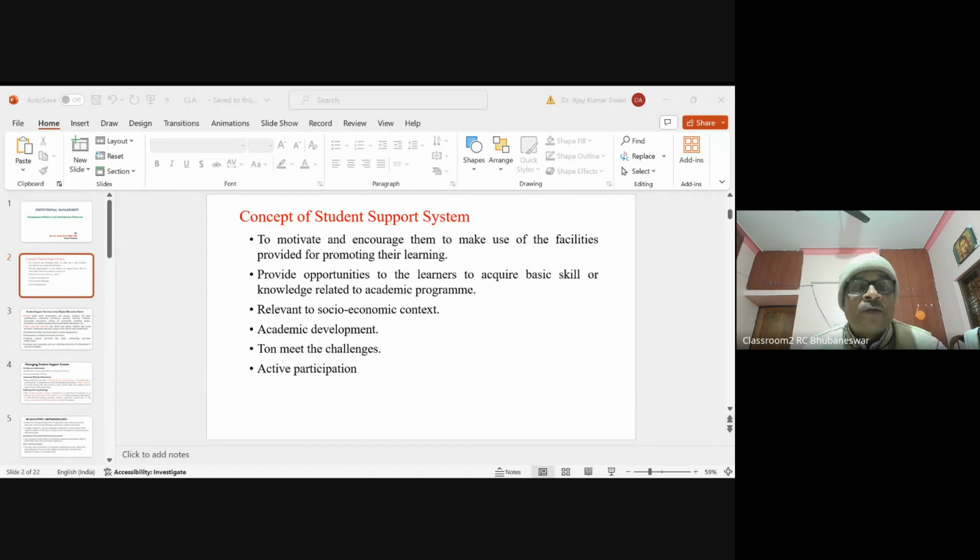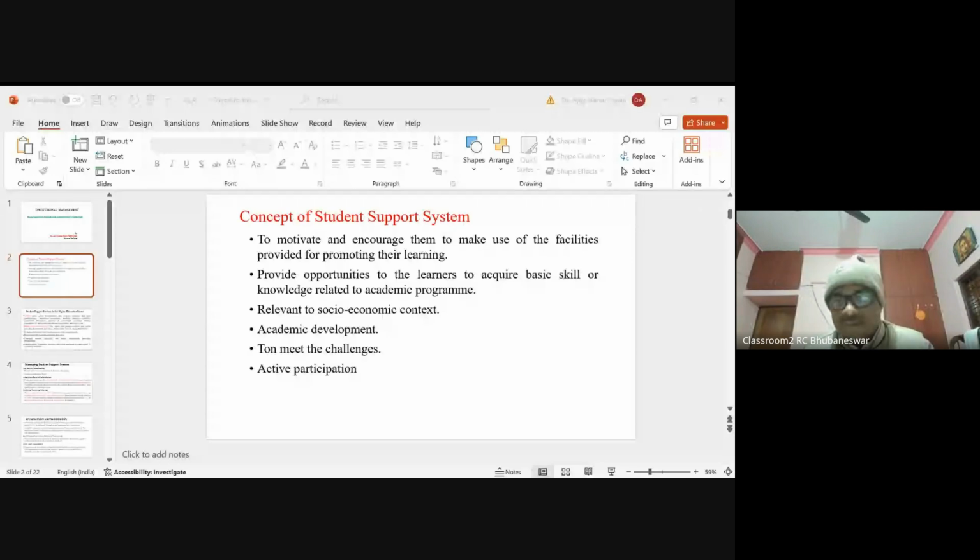Another is relevance to socio-economic context. We all are social personnel. We live in the society. We are bound with social customs, issues, relations and social strata as a whole. So under this, socio-economic condition is very important for us.